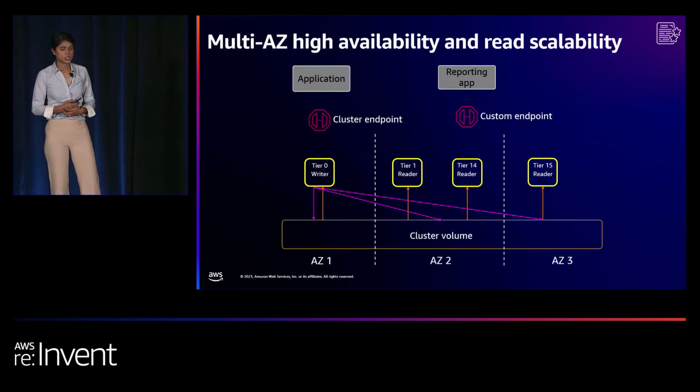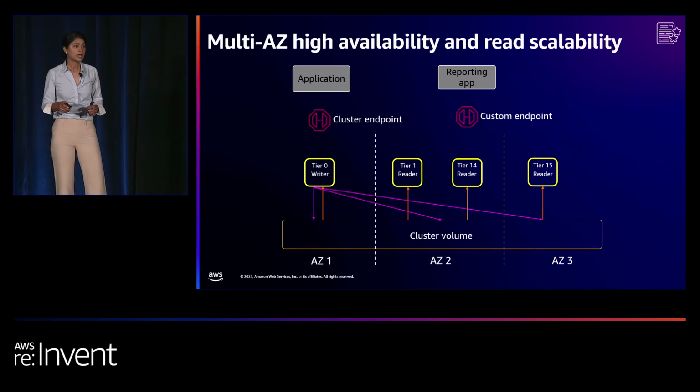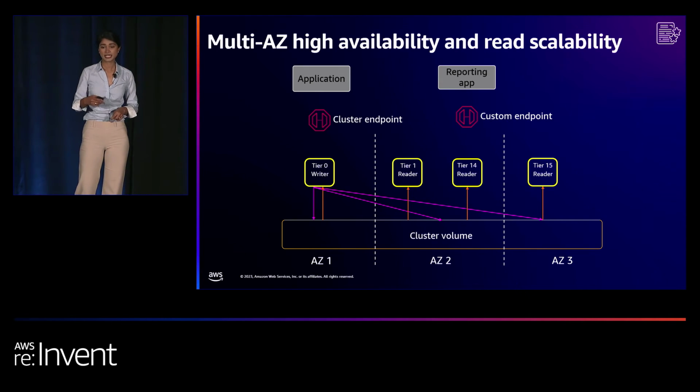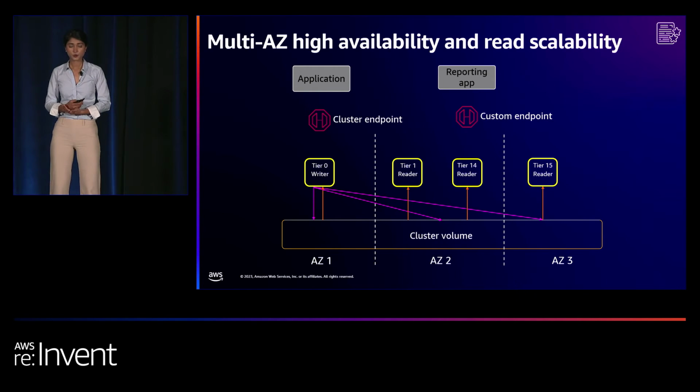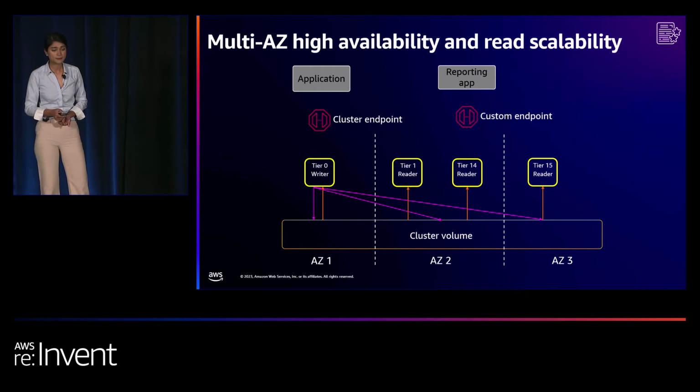In this animation, I want to quickly show you how high availability and read scalability work with serverless instances. Here you're seeing 2 applications: the primary application and a reporting app, and you're seeing endpoints. Aurora provides the capability to create various different endpoints, such as cluster endpoints and reader endpoints. Here I'm showing 2 different types. You have a cluster endpoint, and the application talks to your cluster endpoint, which always connects to your writer instance.